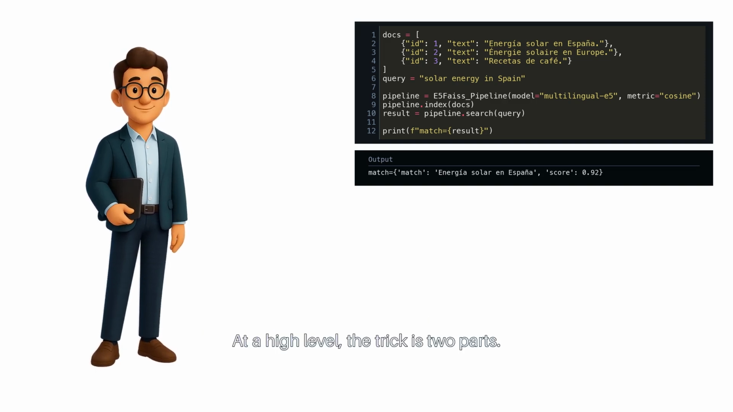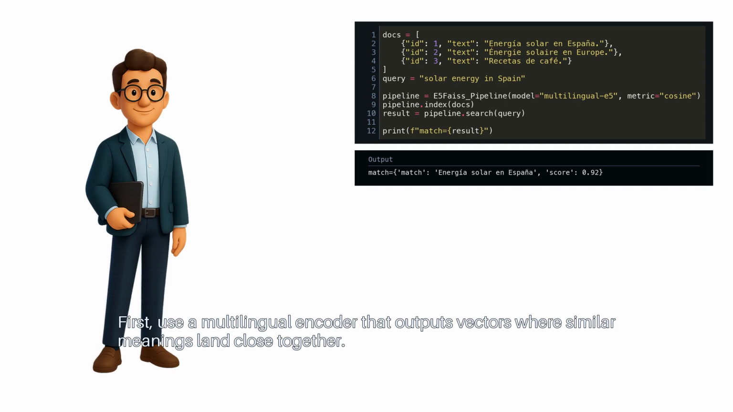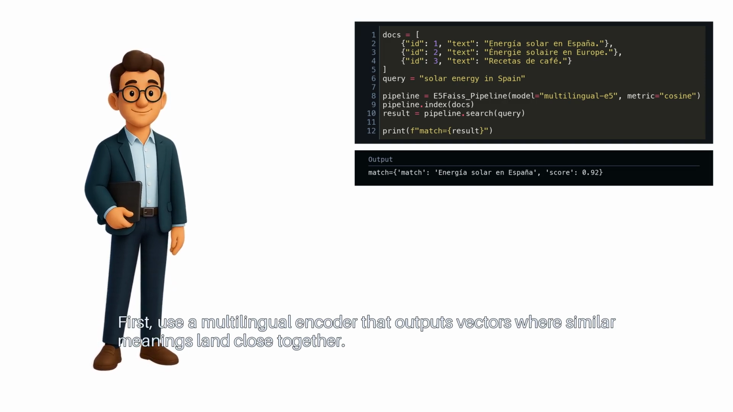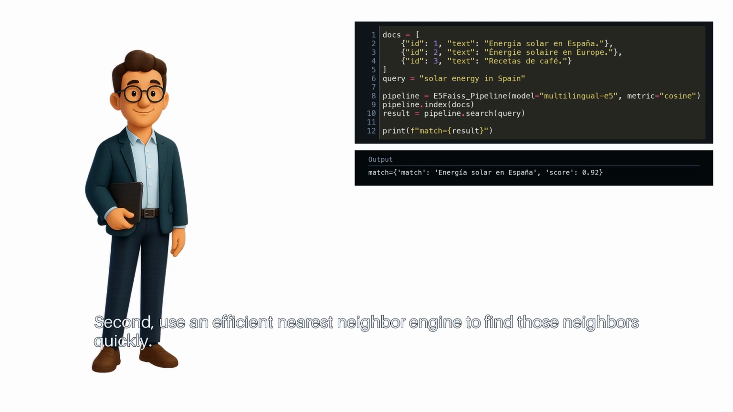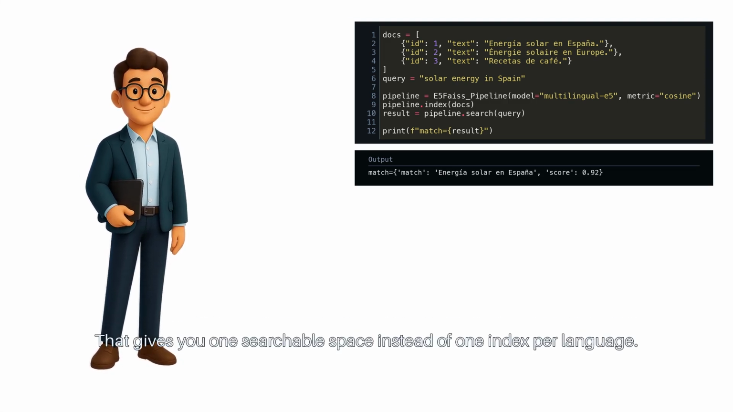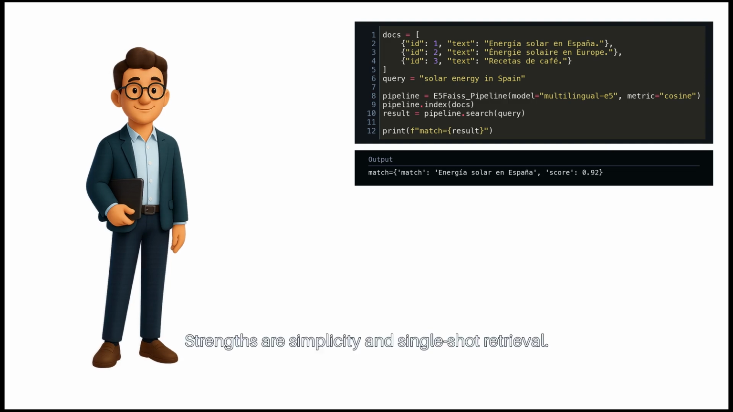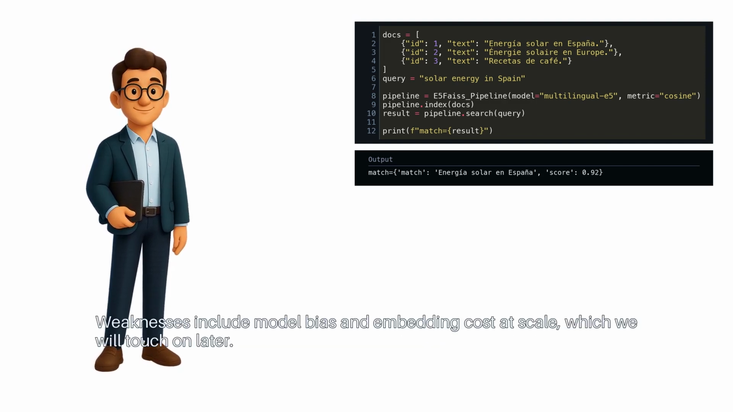At a high level, the trick is two parts. First, use a multilingual encoder that outputs vectors where similar meanings land close together. Second, use an efficient nearest neighbor engine to find those neighbors quickly. That gives you one searchable space instead of one index per language. Strengths are simplicity and single-shot retrieval. Weaknesses include model bias and embedding cost at scale, which we will touch on later.